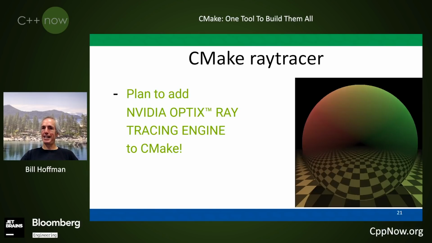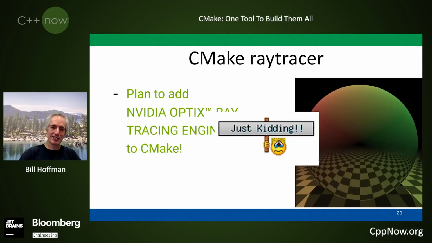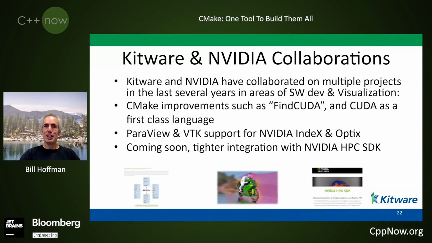Recently, we saw someone create a ray tracer completely in the CMake language. And given our background in high performance computing and the work we've done with NVIDIA, I'm thinking it's probably time to add an NVIDIA OptiX ray tracing engine to the CMake language. Just kidding, obviously. It was pretty cool that someone did a ray tracer in the CMake language, but obviously that doesn't belong in CMake. But Kitware and NVIDIA have collaborated a lot over the years and added improvements such as FindCUDA and allowing CUDA to be a first class language in CMake, in that it's treated just like C++ or Fortran or C. And they've worked with us on ParaView and VTK support for NVIDIA OptiX. And coming soon, we're going to work with them for their HPC SDK.